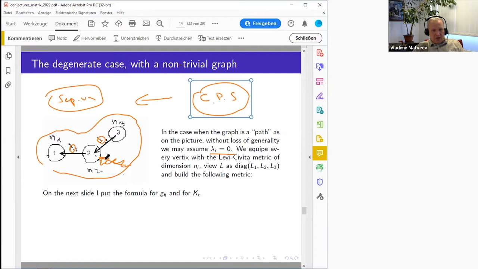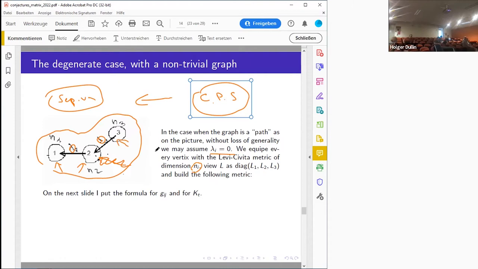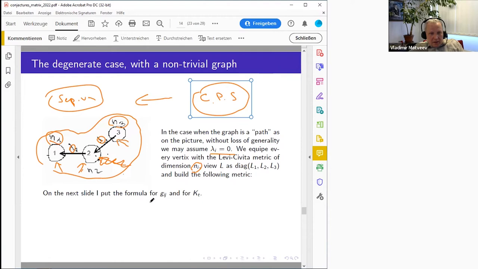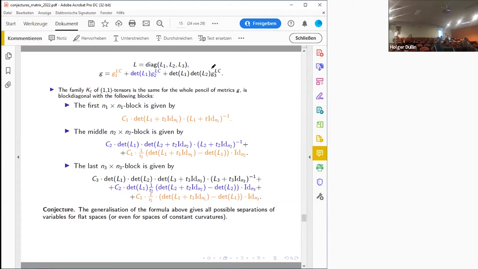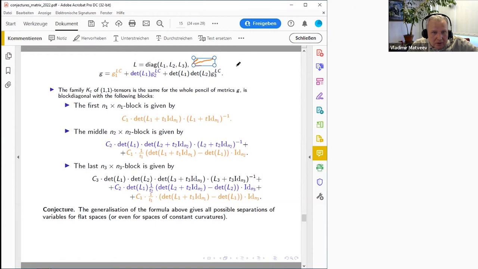And on every one of these edges, we have a Levi-Civita metric of the indicated dimension, one and three and then two here. And then let me just put the formula for all the objects here. So our Nijenhuis tensor, the operator, is block diagonal with these dimensions of the blocks. The corresponding Nijenhuis tensor of low dimension will be called L i. Now the metric is an iterated warped product of the Levi-Civita metric of corresponding dimension with the factor directly coming from the Nijenhuis tensor, the operator.